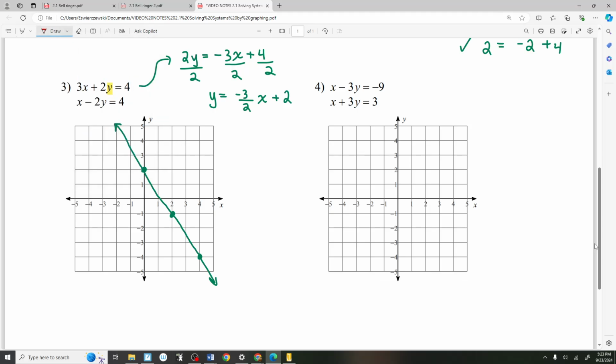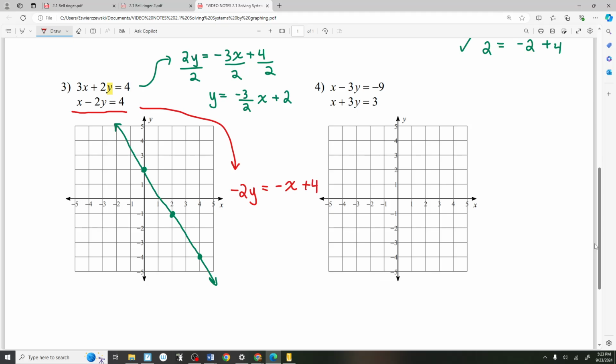Now I encourage you to try this on your own. Pause the video, see if you can take this second equation and solve for y. Okay, I hope you had a chance to try that on your own. So the first step, I'm going to get rid of, quote unquote, this positive x. So negative 2y equals negative x plus 4.